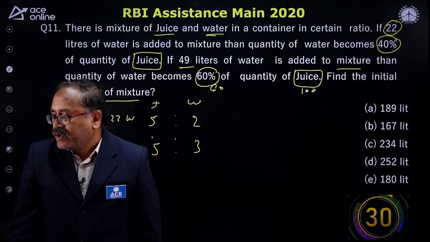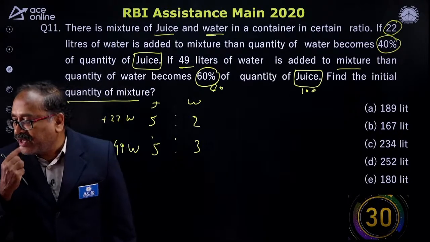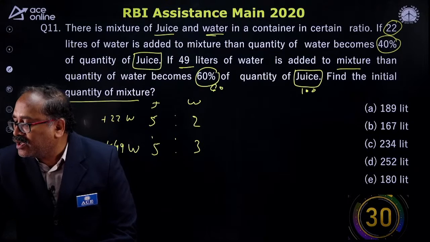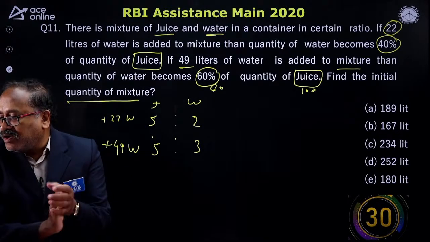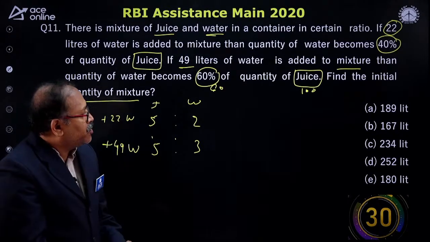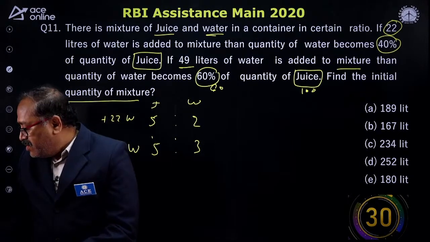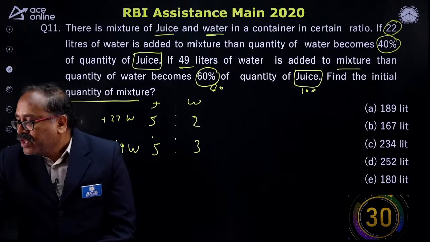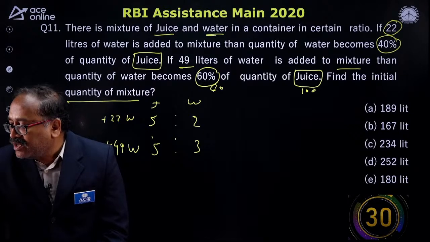Come on. Your 30 seconds. 167. Wow, I really appreciate it. Raman, you are really rocking. Option B, you are really rocking, sir. 167.